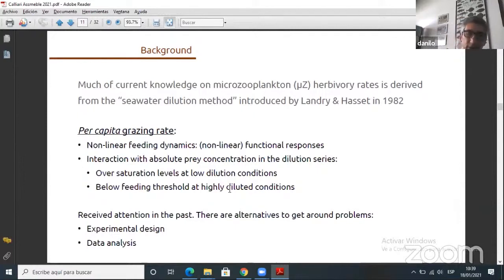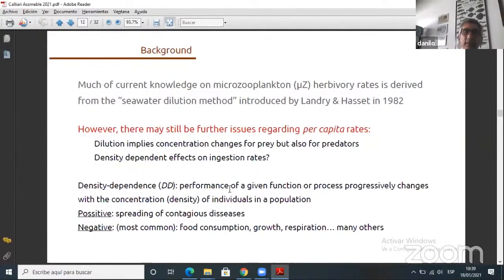And these issues have received a lot of attention as well, and there are several ways to get around them by adapting either the experimental design or the data analysis. But there is still more to per capita grazing rates, and there are some issues that have still not been properly addressed in the literature. The key point here is that dilution implies a change in the concentration of prey, but also of predators.